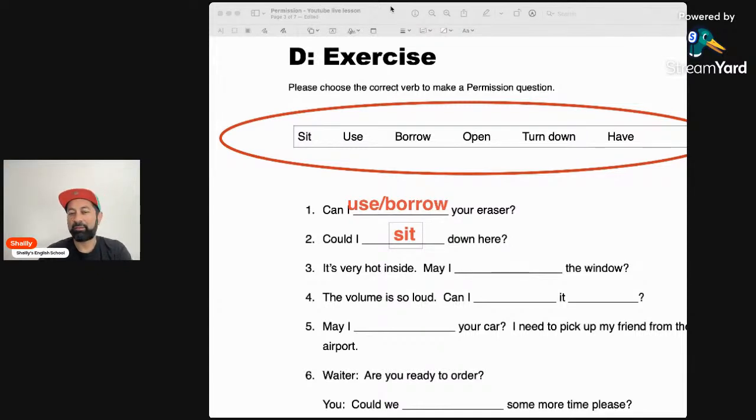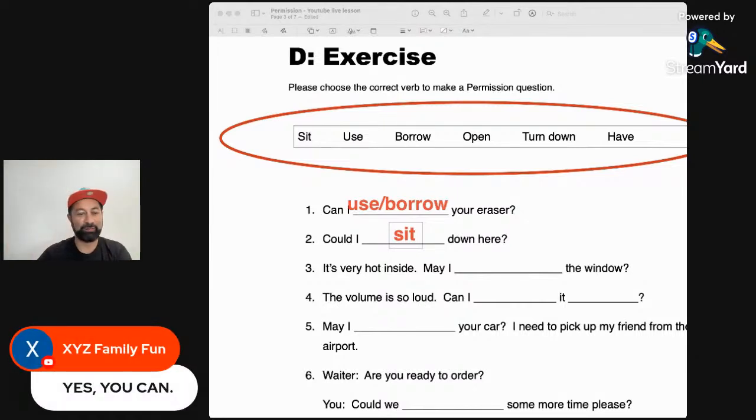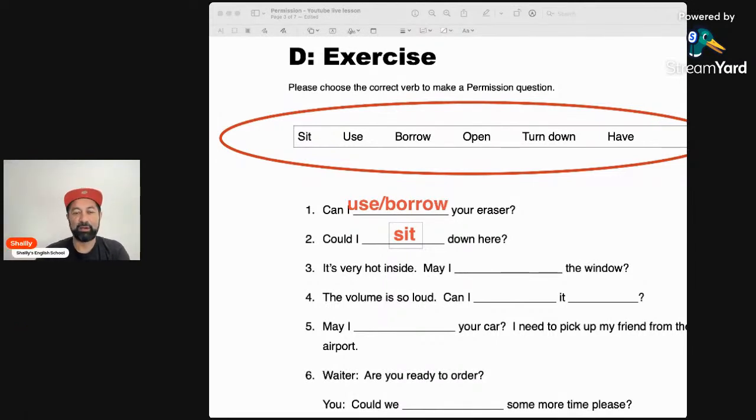So remember, whenever you have a could I question, we always answer it by saying, yes, you can. Or, I'm sorry, no, you can't. All right, so to answer a could I question, yes, you can. XYZ, perfect. I'm sorry, I went a little fast. I get excited. I want to give the answer. But XYZ, perfect. Okay, let's move on.